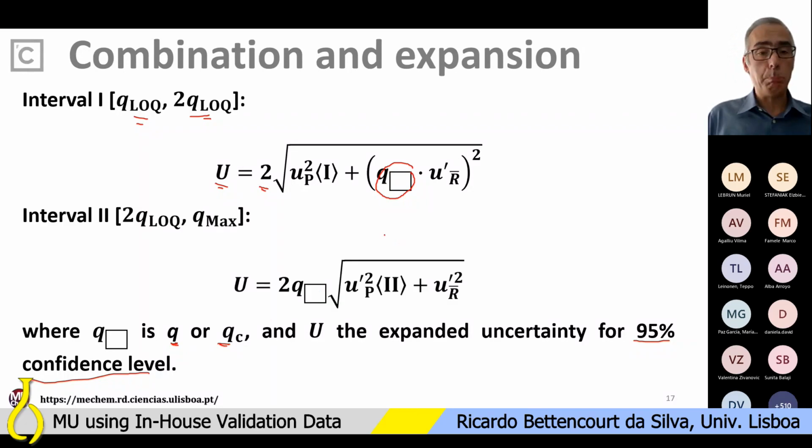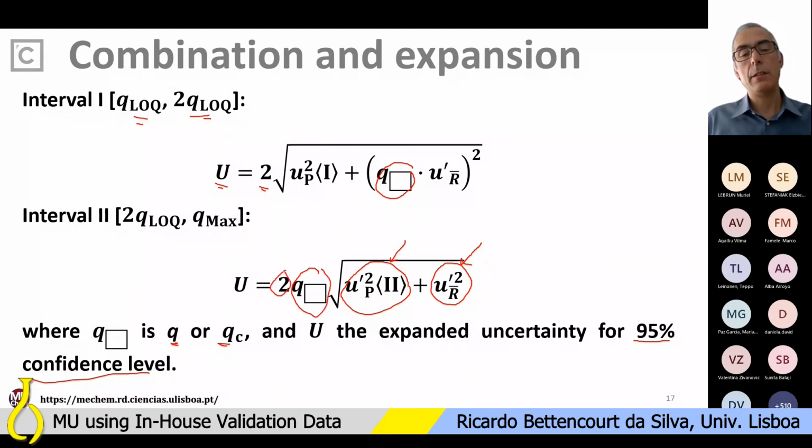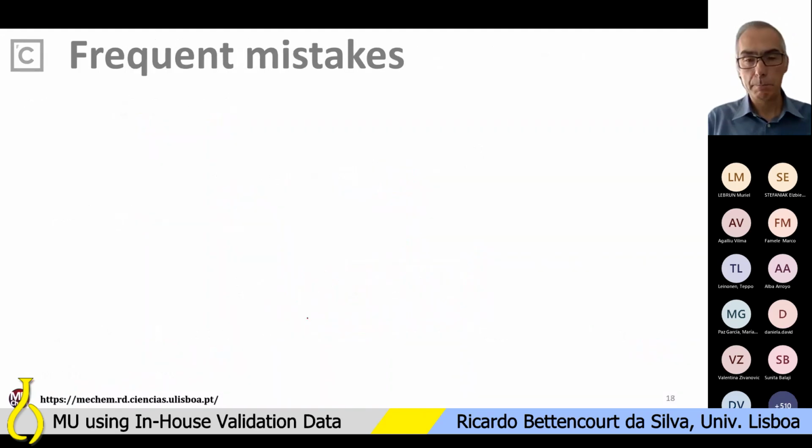For interval 2, above 2 times limit of quantification, typically components are combined relative, because performance is rather constant in a relative way. You have here the relative precision standard deviation, the square of this standard uncertainty, the square of the relative standard uncertainty of recovery, the measured value, original or corrected, and the expansion factor again.